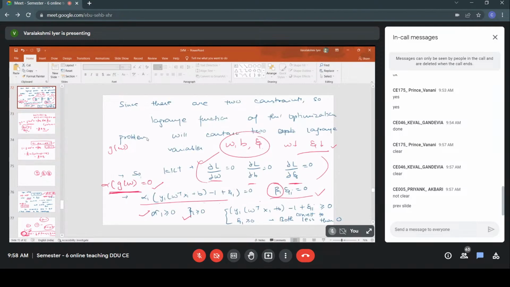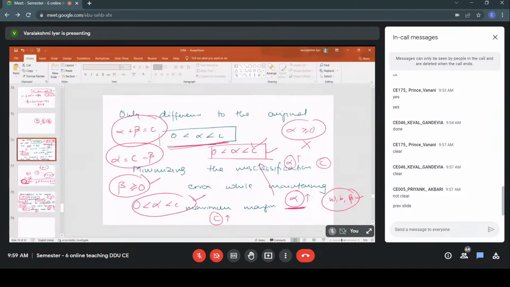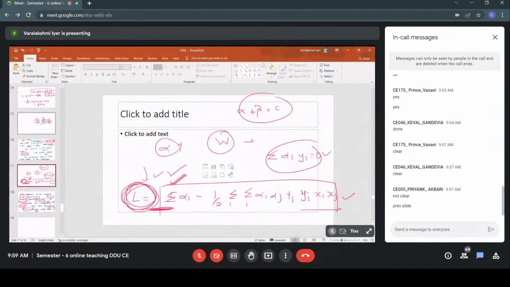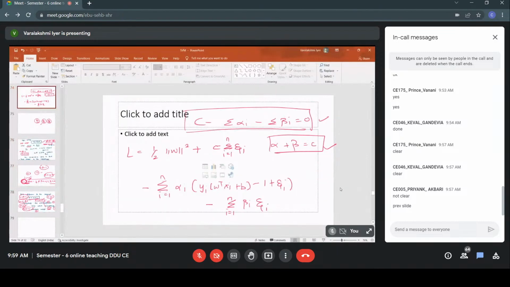So the KKT condition says that you have to perform the partial derivative with respect to W, with respect to b, and with respect to zeta. Whatever parameters are present in your optimization problem, with respect to all, you have to perform the partial derivative and equate to 0. In the case of hard margin, we had already performed this with respect to W and b. If you perform the same with the new Lagrangian equation, this is the Lagrangian equation that we'll obtain with this optimization problem and the two constraints that we have in hand.